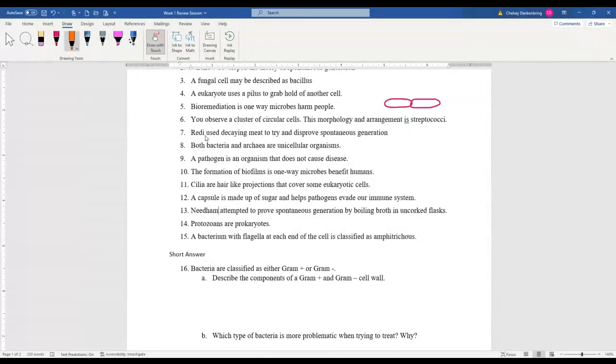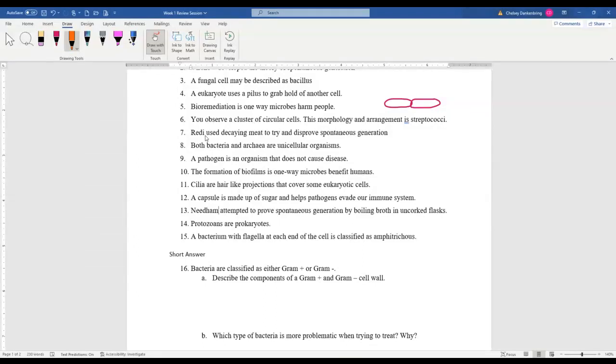All right, number 10, the formation of biofilms is one way microbes benefit humans. Biofilms are good, is what this is saying. Ready, go. Good, excellent. Okay, so biofilms are bad, okay, and you learned about the capsule. The capsule is the structure that allows biofilms to form. Remember, capsules are sugary. Oh, I'm already answering a future question. That's okay.